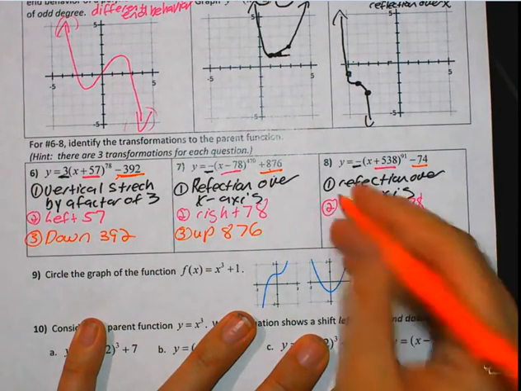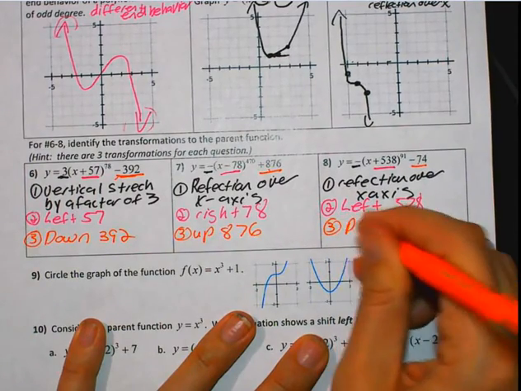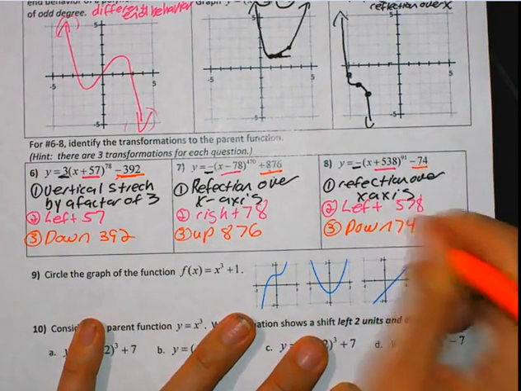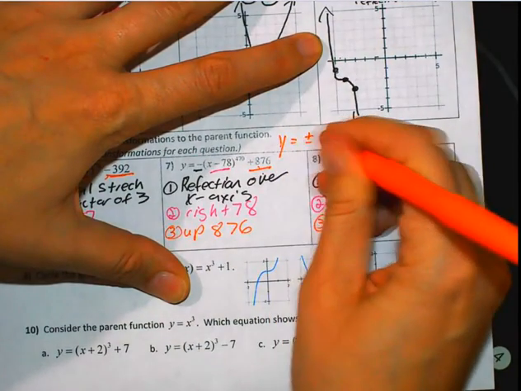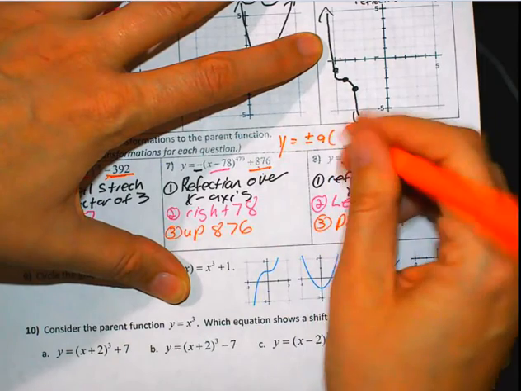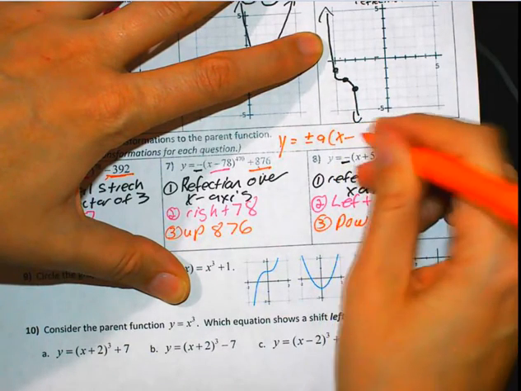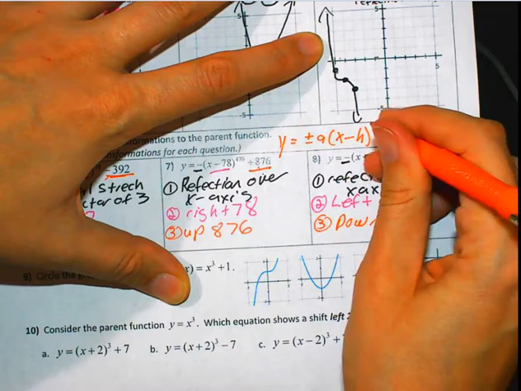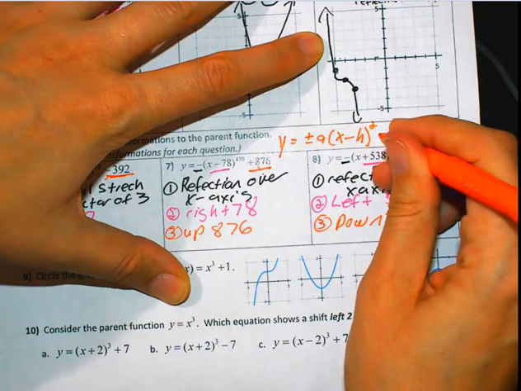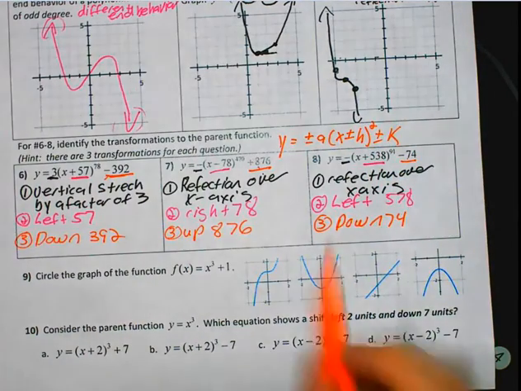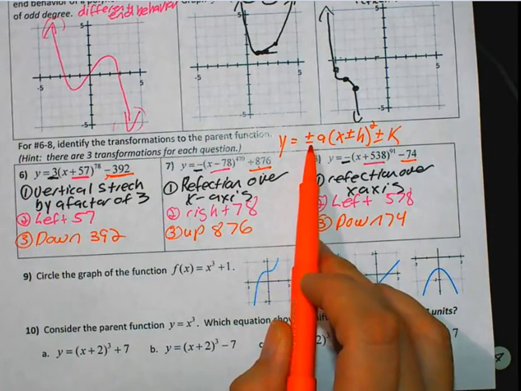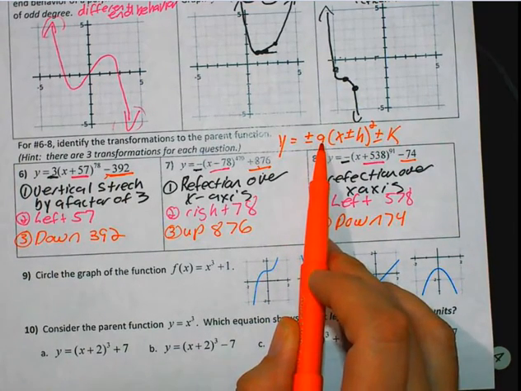And then minus 74, so we're going down 74. Okay, remember that all originates from y equals plus or minus a times x minus h plus or minus k. Okay, so that works for anything. Remember, plus or minus, the minus is a flip over the x-axis. A can be a vertical stretch or compression.